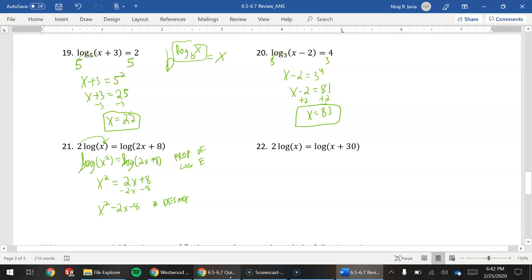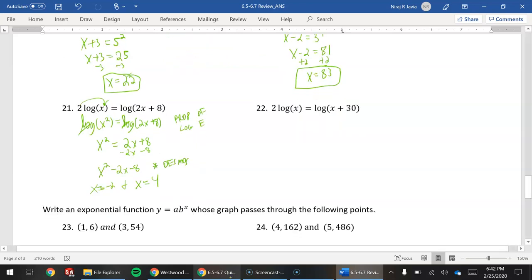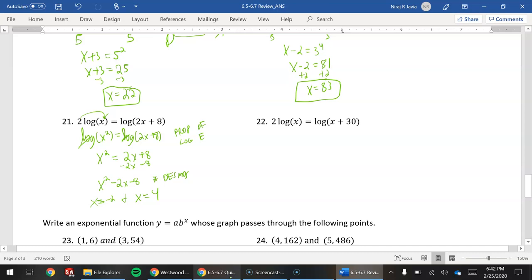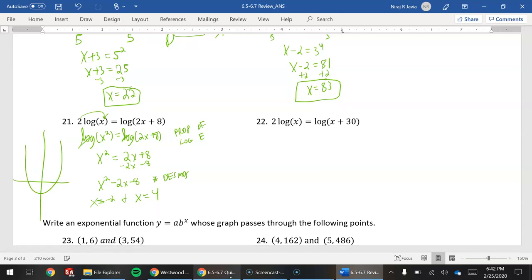x is negative 2 and x is 4. So those are your answers. This is where it crosses the x-axis. So your graph looks kind of like this, and this right here is when x is equal to negative 2, and this right here, x is equal to 4. So those are the two coordinates we care about.